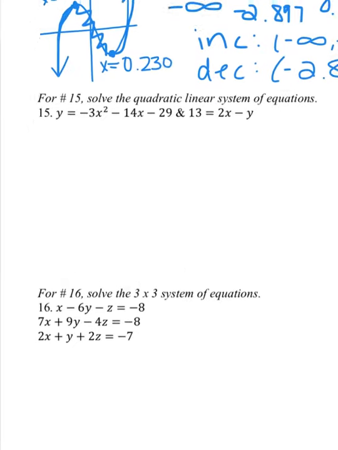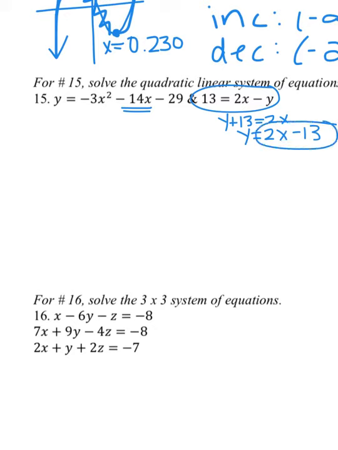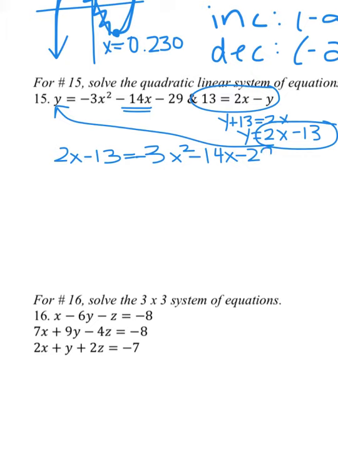15, quadratic linear system of equations. So we have, I told you to change this number in class. I think this was a 13, but now it's going to be a 14. Over here, I need to put this equation the way that I want. So I'm going to add the y. So y plus 13 equals 2x. y equals 2x minus 13, so that now I can take what y is equal to and plug it in up here. So now I have 2x minus 13 equals negative 3x squared minus 14x minus 29.